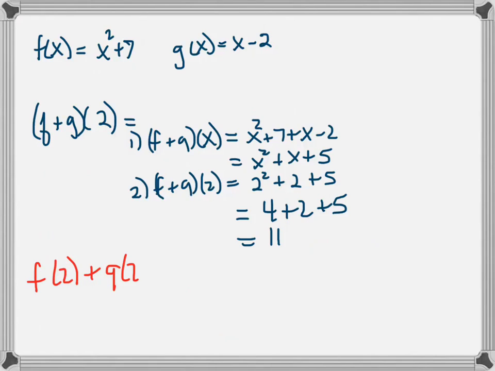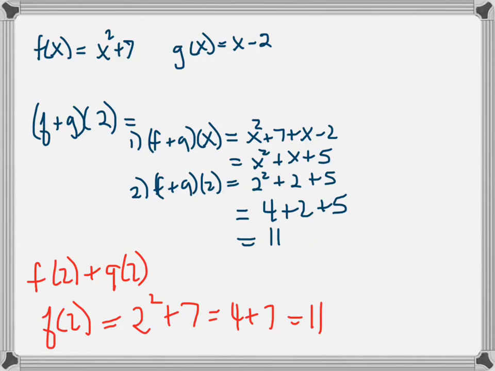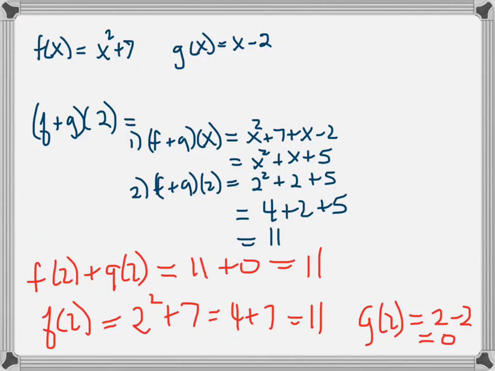However, I can separate out the notation into f at 2 plus g at 2. So this means the first thing I'll find is just f at 2, which would be 2 squared plus 7, or 4 plus 7, which is 11. Then I'll find g at 2, which is 2 minus 2, or 0. So f at 2 plus g at 2 is 11 plus 0, or 11. So you can see we get the same answer either way.